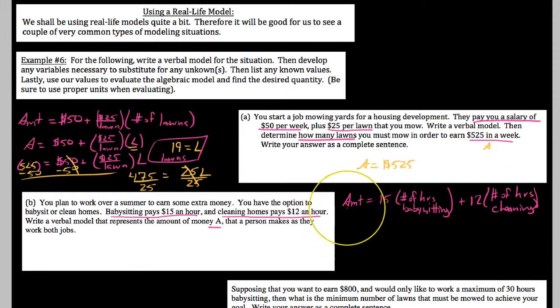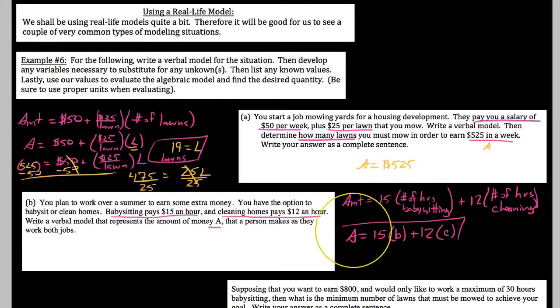Now we'll replace these with variable values. We could use A for the amount. This amount A would be equal to 15 times the number of hours babysitting, and we could use a lowercase b, plus $12 per hour times the number of hours cleaning, which we could call c. This is our algebraic model.